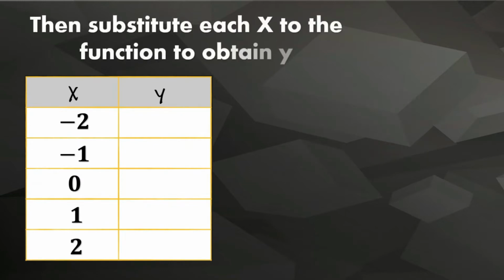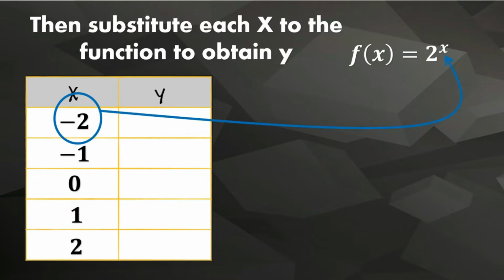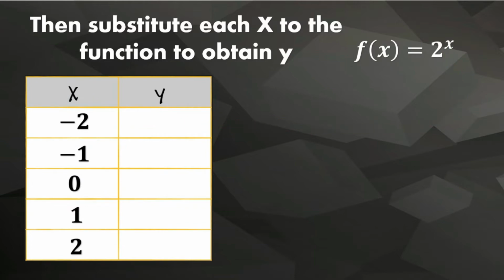Then, you will substitute each chosen number to the function to obtain our y. So, from our function, which is f of x is equal to 2 raised to x, we will use first negative 2. We will substitute it to the x. So, pag sinubstitute mo yan, magiging ganito. F of x is equal to 2 raised to negative 2.